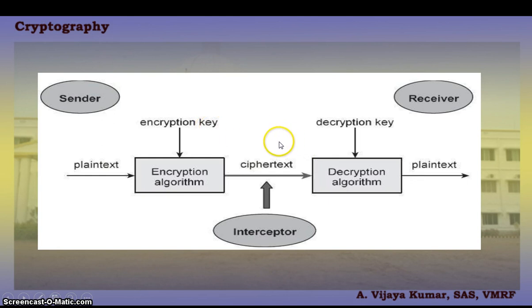Then for private key cryptography or digital signature, in this case the encryption key is private, and we keep the decryption key public. Only the authorized person can encrypt the information, and anyone can discover the information. That's why we keep the encryption key private and the decryption key public.